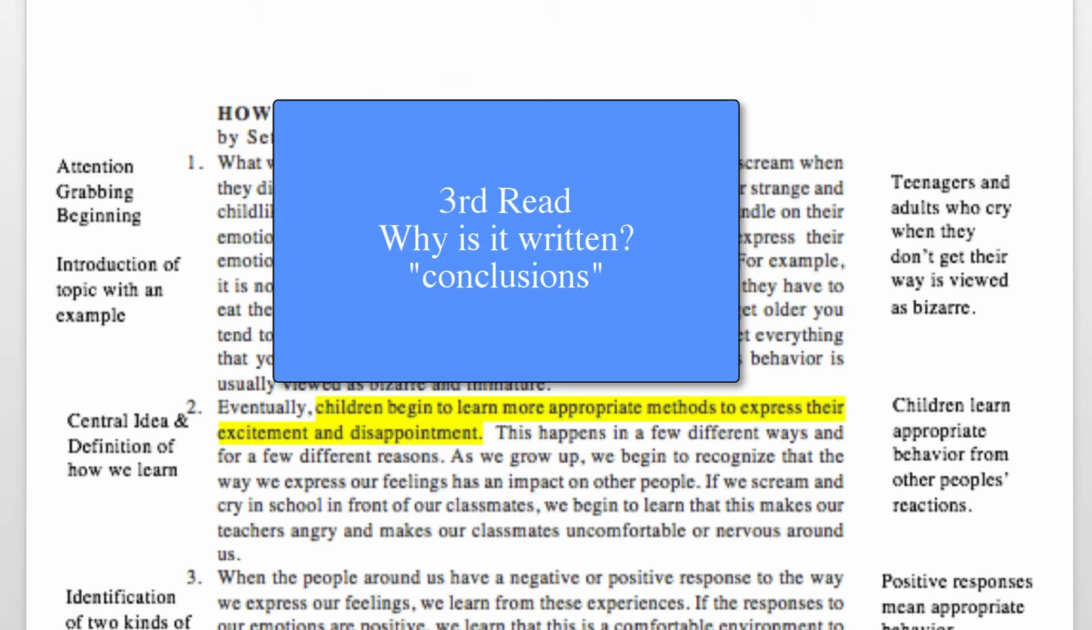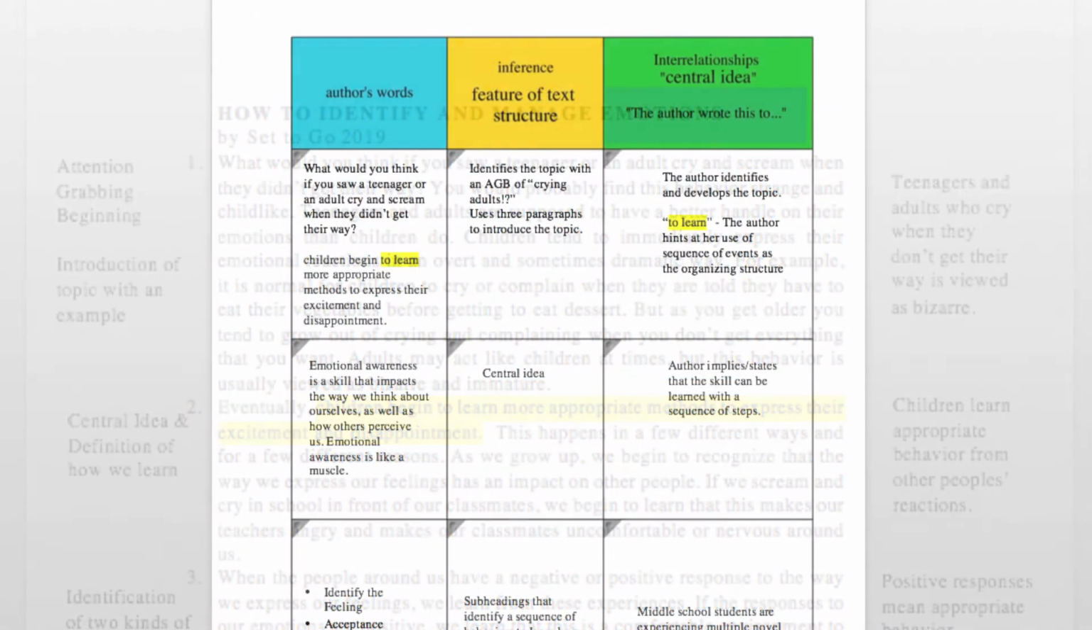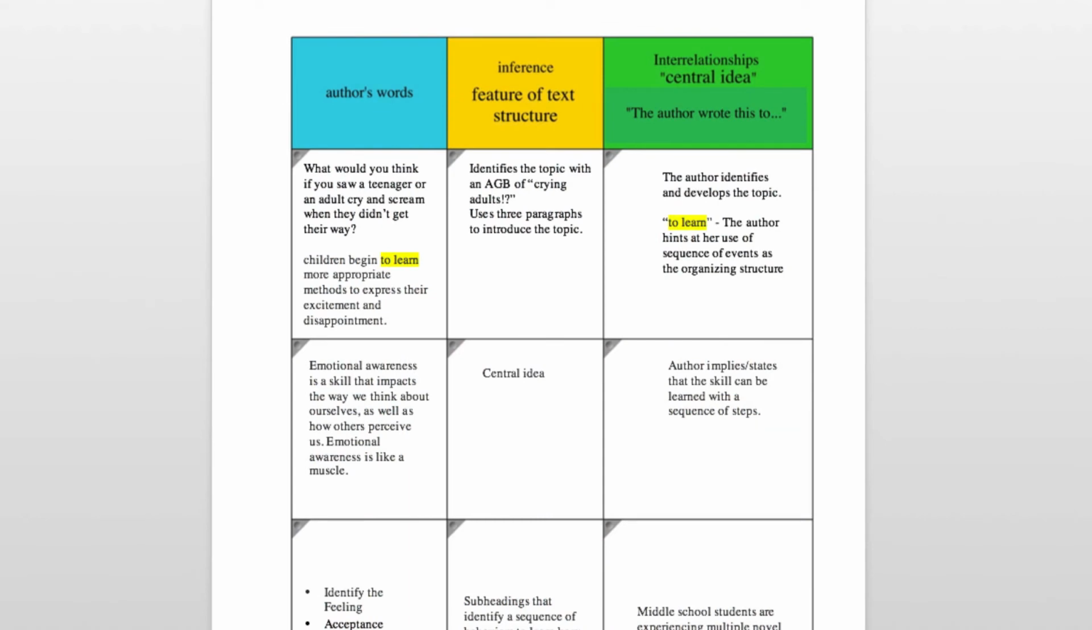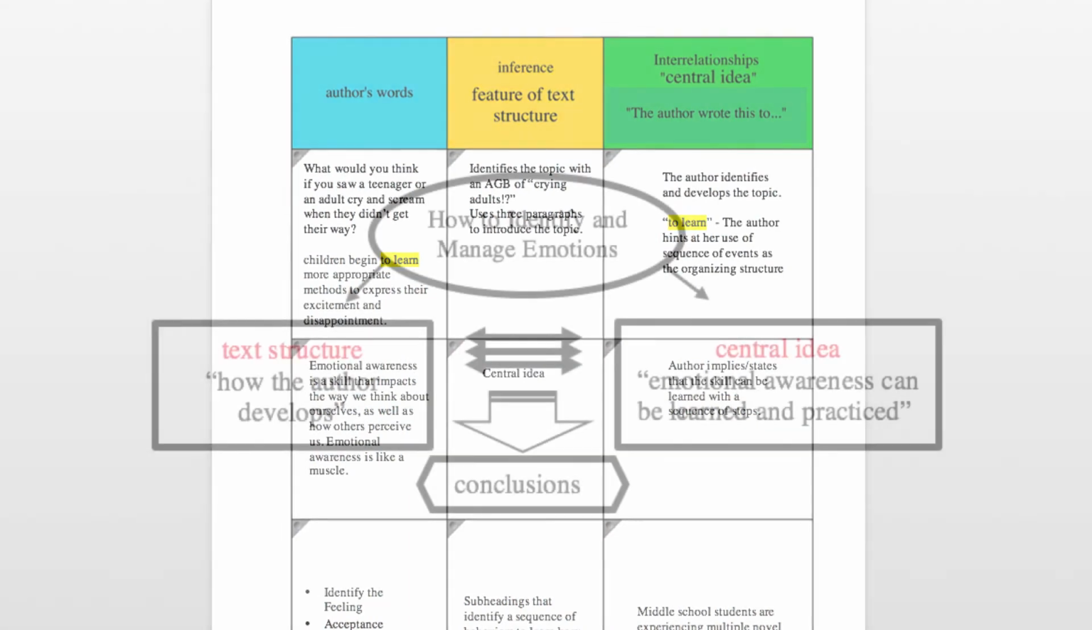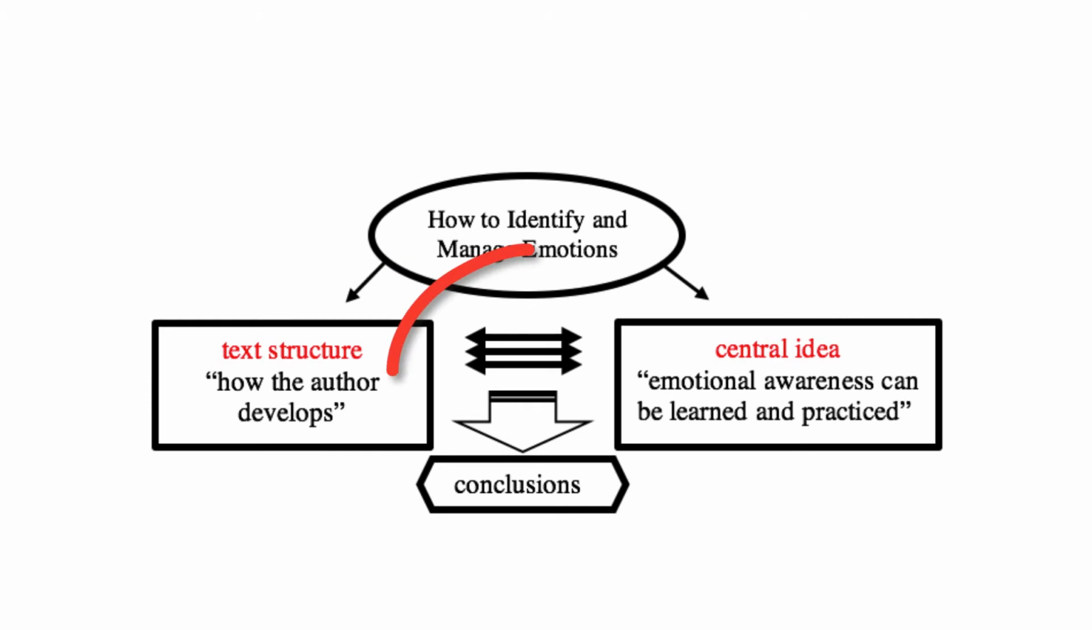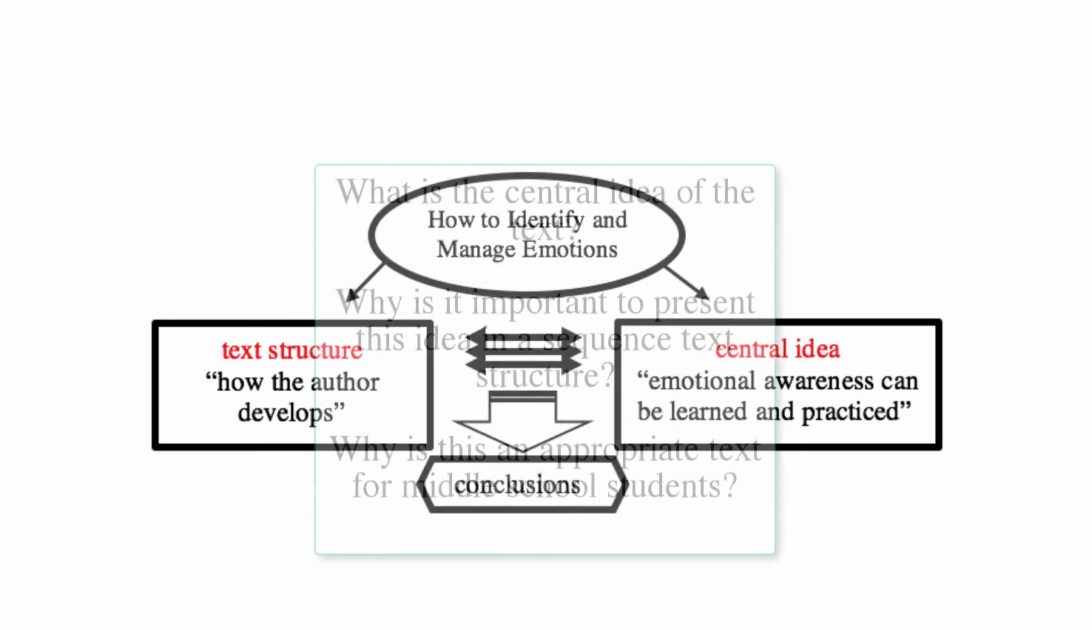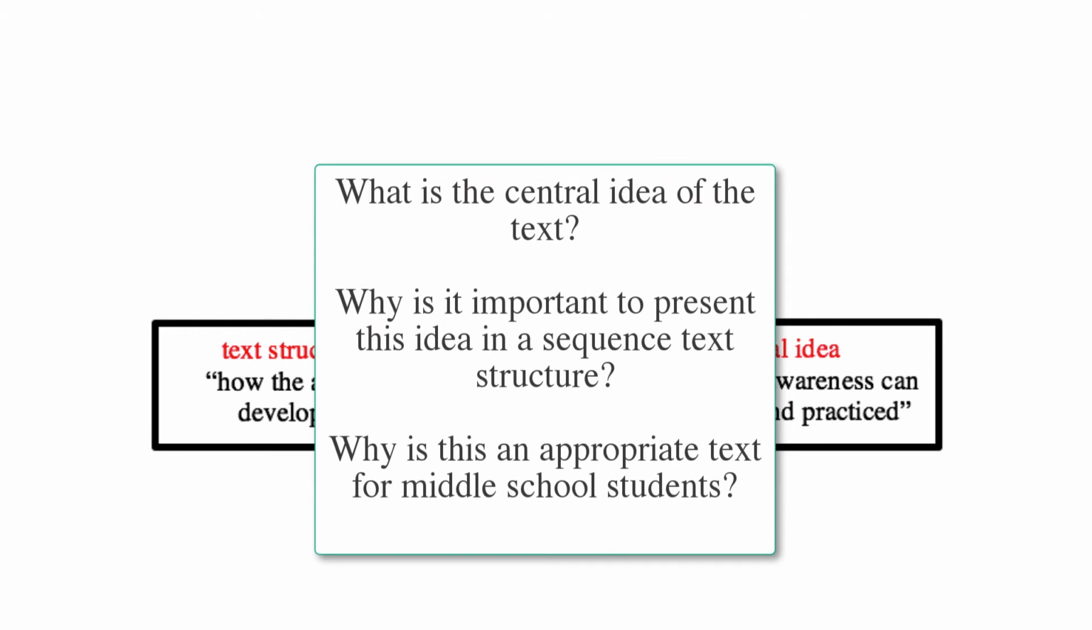The third read is where you decide which text you'll use to support the points you want to make in your essay. You'll be completing a graphic organizer to gather this information. One way is to start with questions that address the interrelationships between the 2 elements. What is the central idea of the text? Why is it important to present this idea in a sequence text structure? Why is this an appropriate text for middle school students?